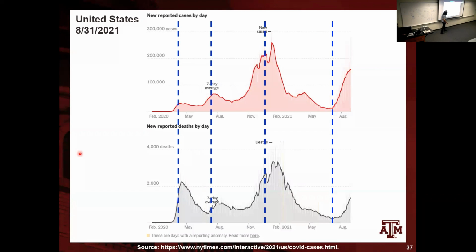The one on top is the number of new cases from February last year until August now. I also got it on the same day, last Tuesday. And below, the number of deaths. Why did I put these vertical dashed blue lines there? Just to show that whenever we got an increase in the number of cases, a couple of weeks later, the number of deaths increases. Number of cases increase here. A couple of weeks later, number of deaths. Cases increase. A couple of days later, deaths increase.